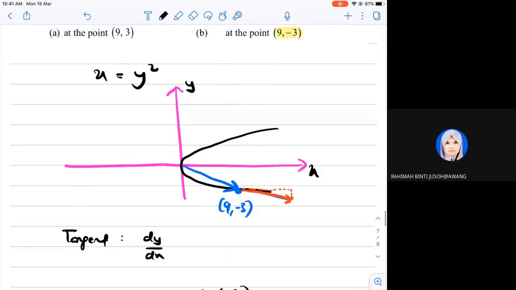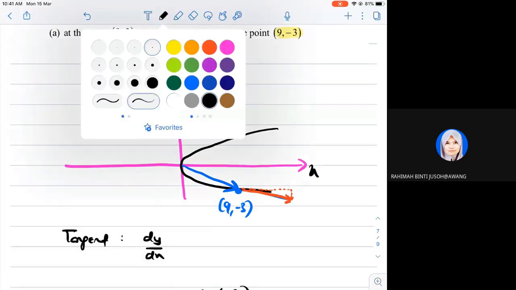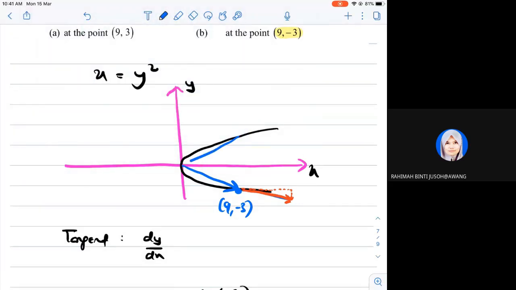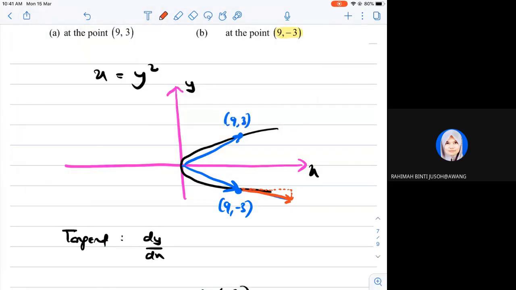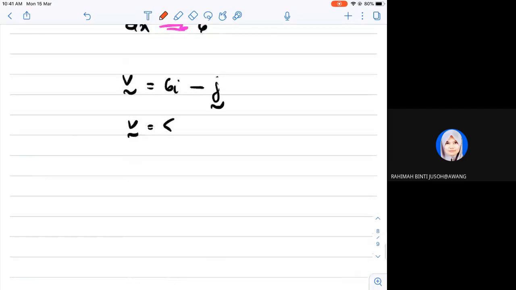Okay, good question. If you have up here, let's say for question number A, the 9, 3 one, your tangent should be like this. Like that. But now we are going downward, so it should be downward. Get it? Understand?